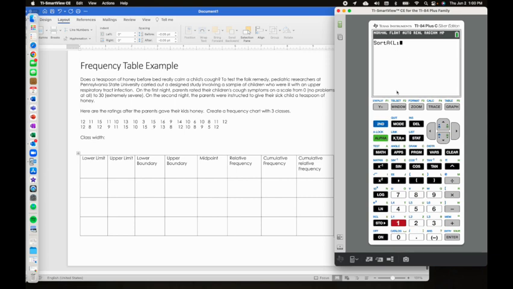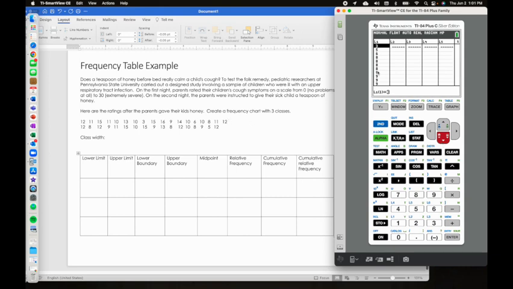So I hit the L1 button, then close my parentheses and hit enter. And it's going to tell me that it's done sorting. Now when I go back to my stat button and go to edit, you'll see that all the data values, all those numbers, are still there. It's just rearranged from smallest to largest now. So I can easily see what my min and my max numbers are. My minimum is 3 and my maximum is 16 for this data set.